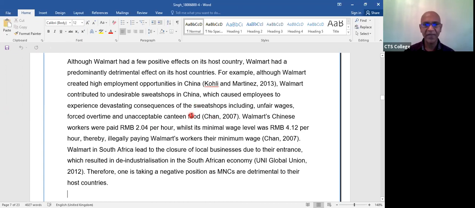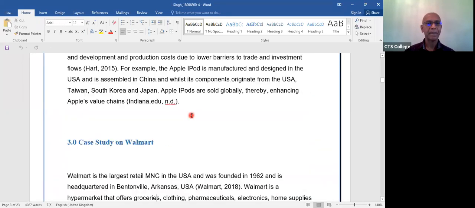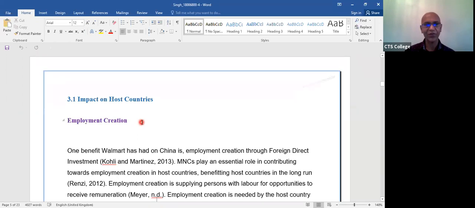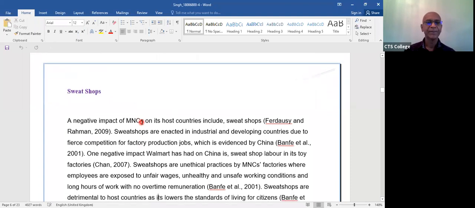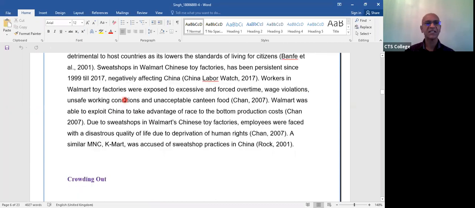What would have been even better is if she had quantified. So let's say, for example, her first benefit was employment creation, if we had a figure, let's say Walmart created $2 billion worth in salaries for Chinese workers. So that would have been a quantification if you could get a dollar value. Sweatshops, let's say if you could get a dollar value that the loss of income amounted to $5 billion.